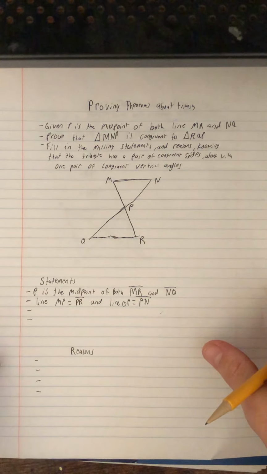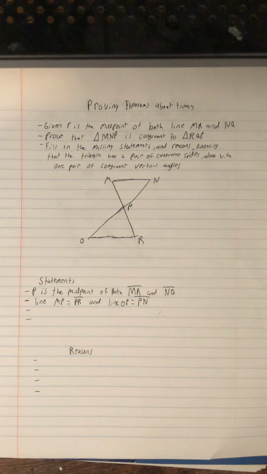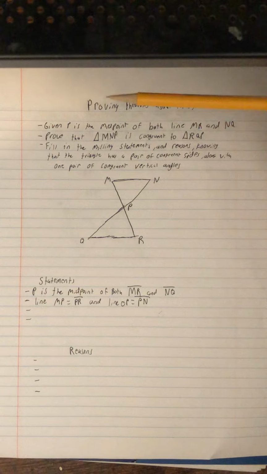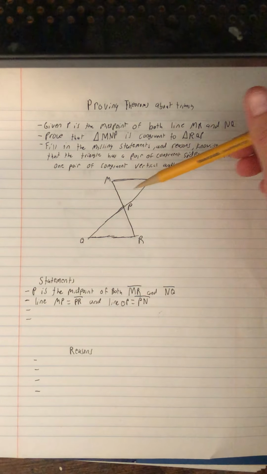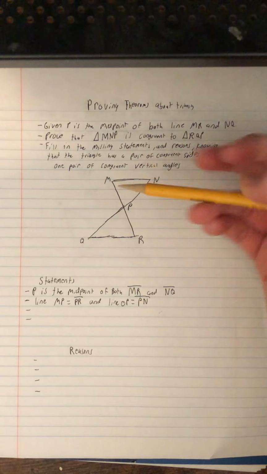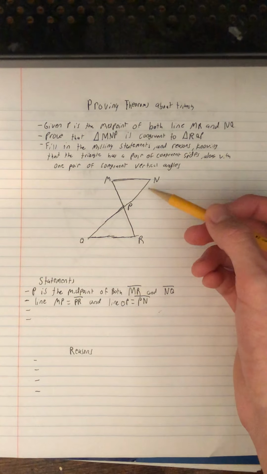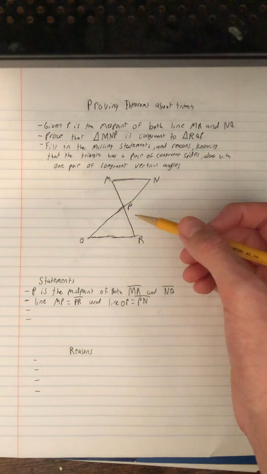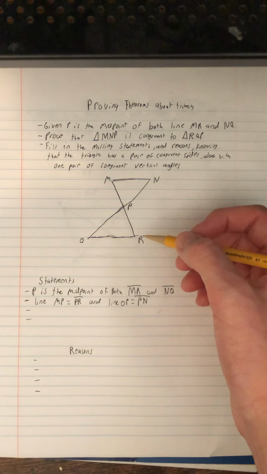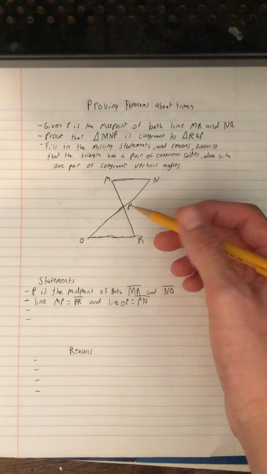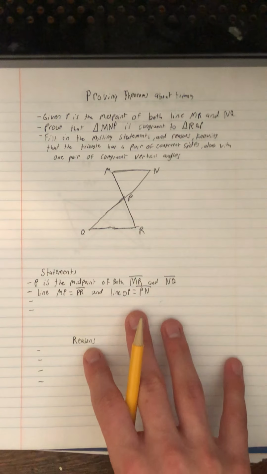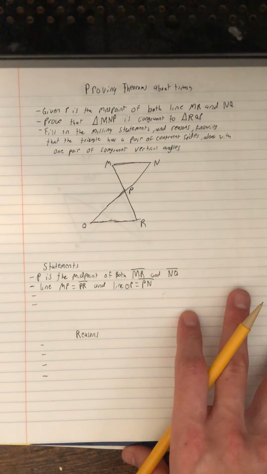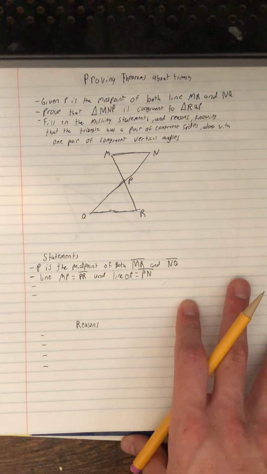So for this next question, it's asking us to essentially fill out a proof. It's given to us that P is the midpoint of both line MR and NQ. So essentially we're trying to prove that triangle MNP is congruent to triangle RQP. So we're going to have to fill in the missing statements and reasons, knowing that this triangle has a pair of congruent sides along with one pair of vertical angles.